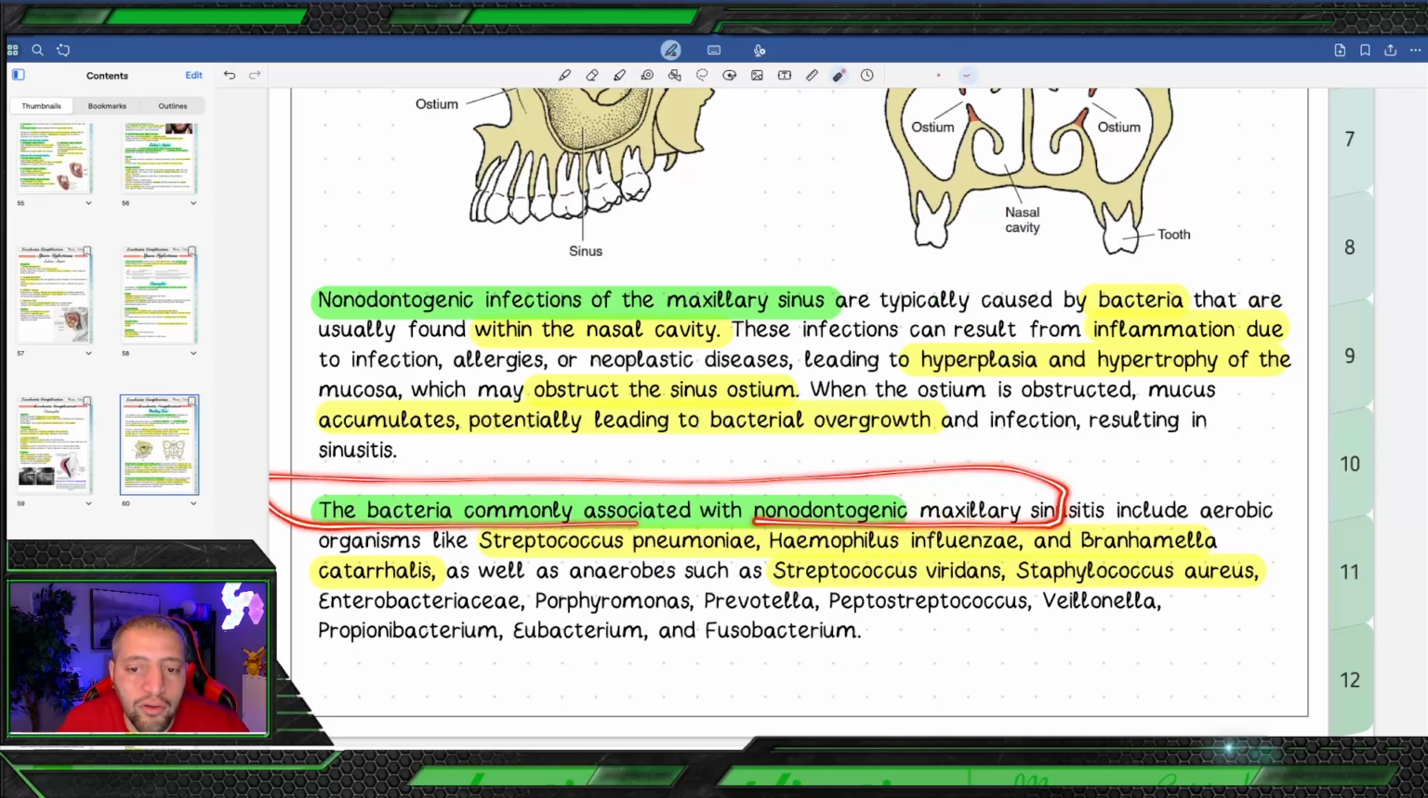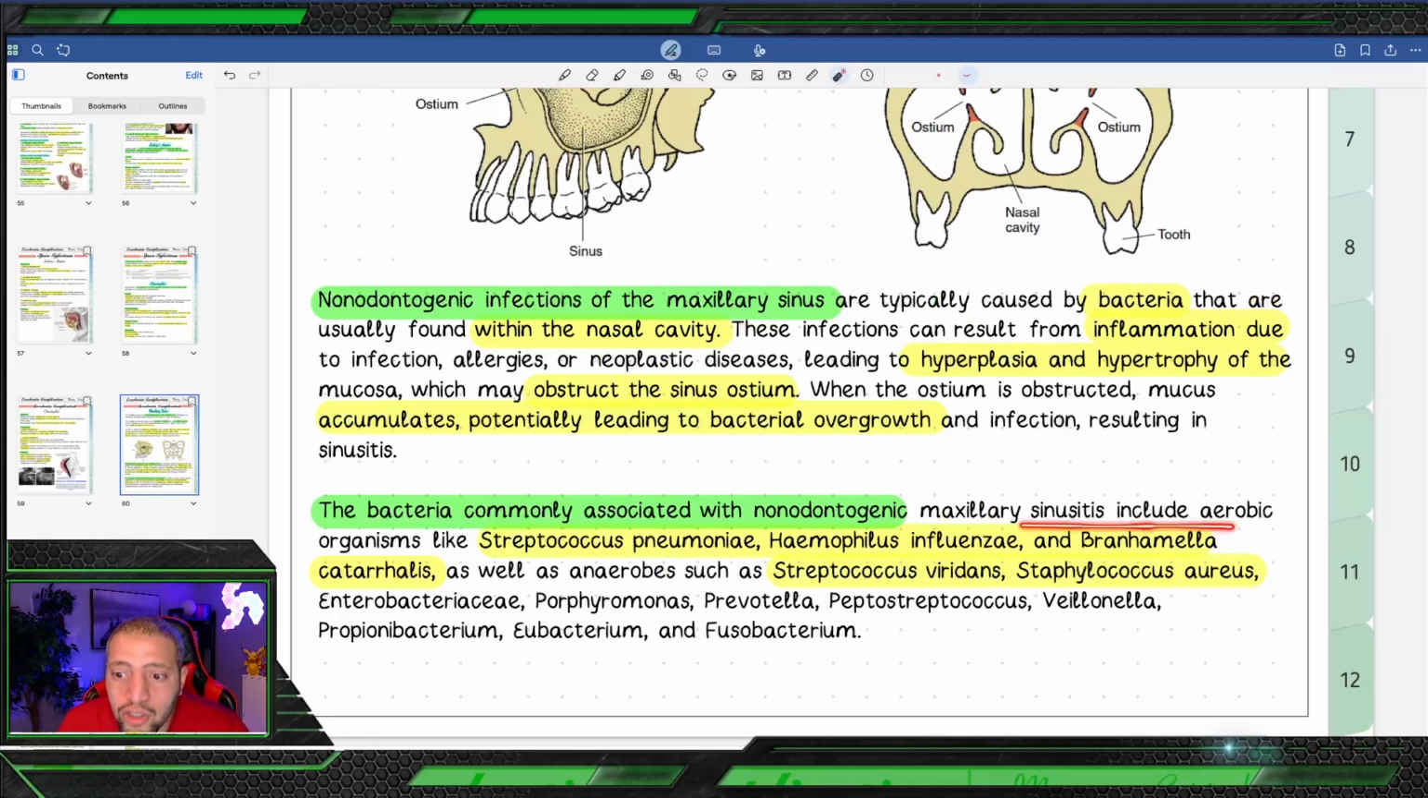Yes, I know you are saying, why is this man giving me this information? That was a question. What are the bacteria most commonly associated with non-odontogenic maxillary sinus infection? Streptococcus pneumoniae, H. influenzae, and Prevotella.